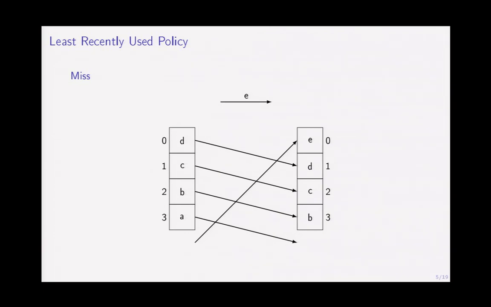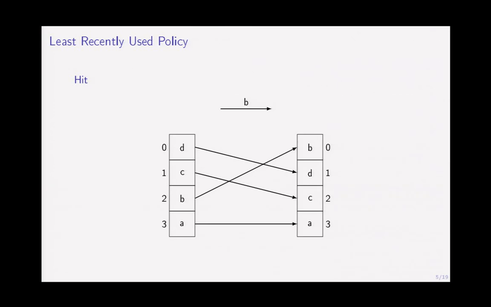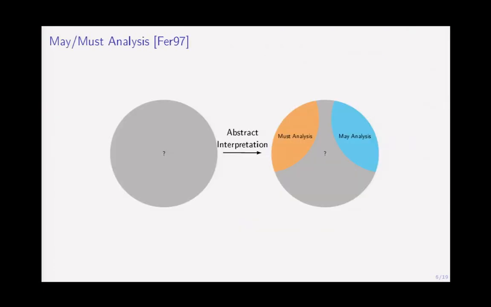So for example, if you access a block that is not in the cache, you will load this block at the most recently used position, and you will shift the age of all the blocks by one, evicting the least recently used block. In case of a hit, you simply load the block that is accessed to the most recently used position and shift the blocks that were younger in the cache. And so this replacement policy is one of the easiest to analyze.